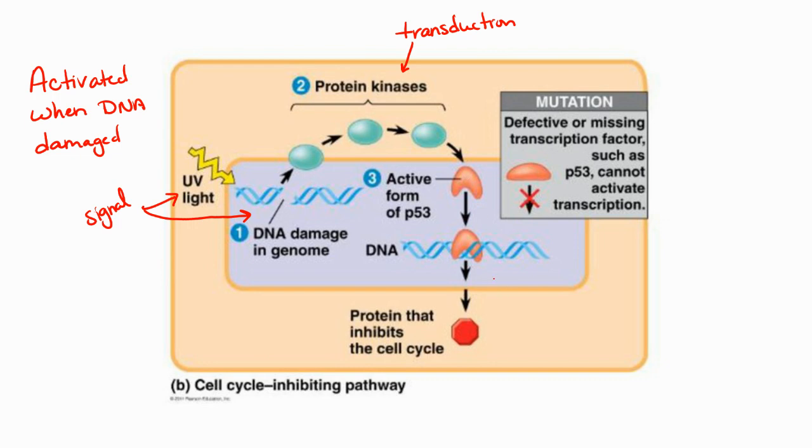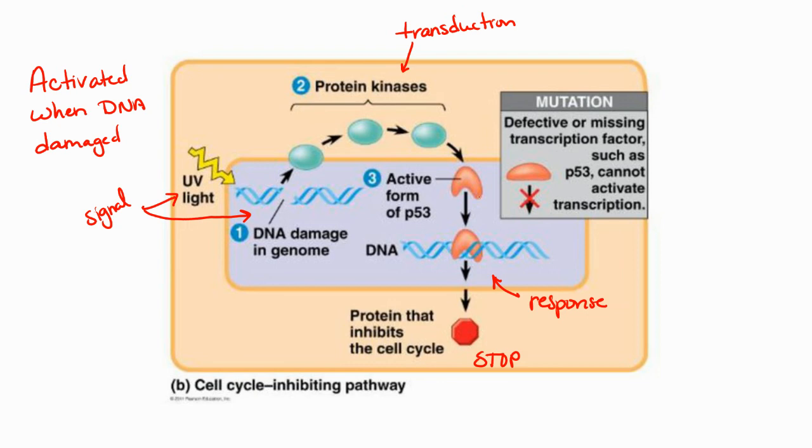The response is that they're going to create a strand of DNA that is going to inhibit the cell cycle. This is my stop. So if my DNA is messed up, it makes this little protein that says, all right, you're either going to go to G0 or you're going to die. And that little cell will be like, no, blah, blah, blah, and it dies.